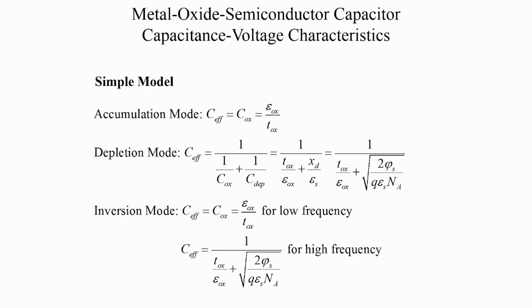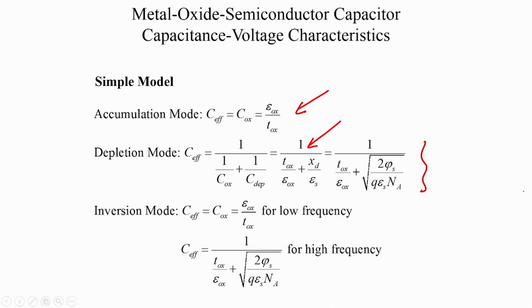So, a very simple model. What is the model for accumulation mode? The capacitance is simply Cox. In depletion mode, this is our capacitance. It is a series combination of Cox and C depletion, and C depletion is epsilon s by XD, and we know what XD is in terms of the surface potential. I am not going to spend too much time on these relations. So, that is the depletion mode capacitance.